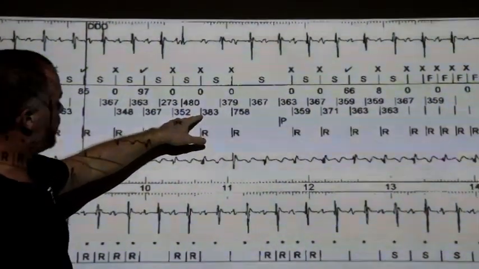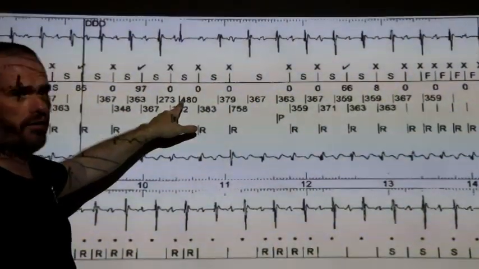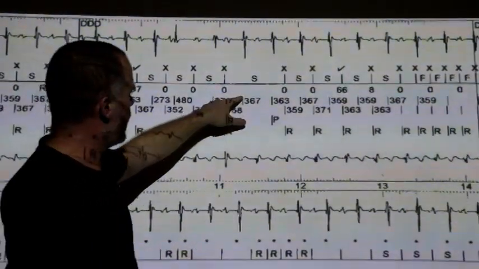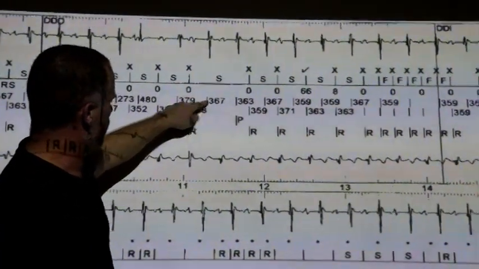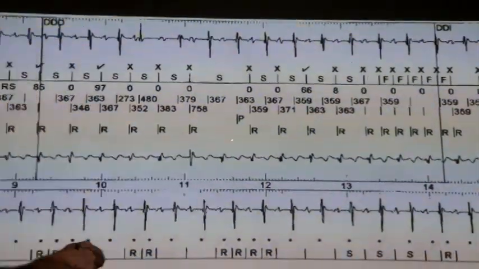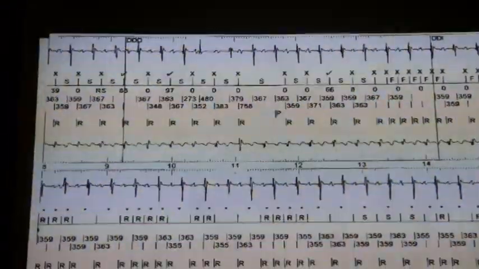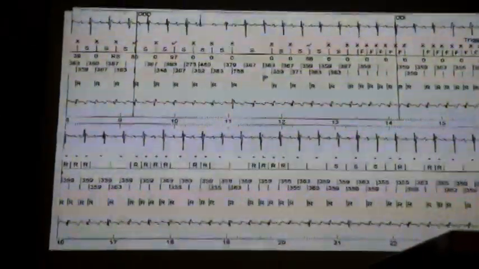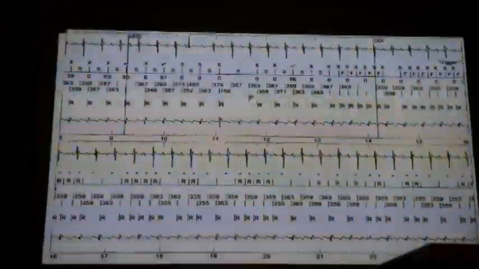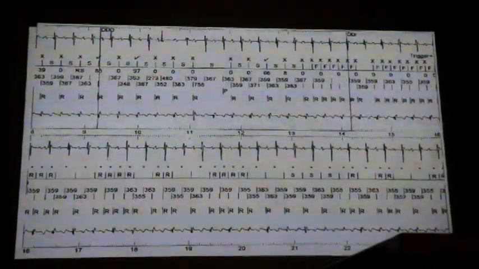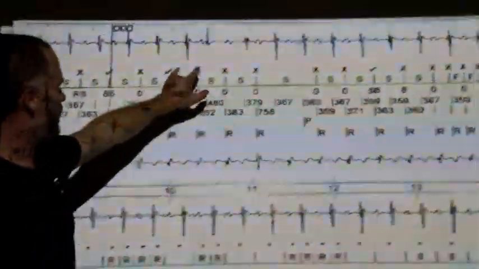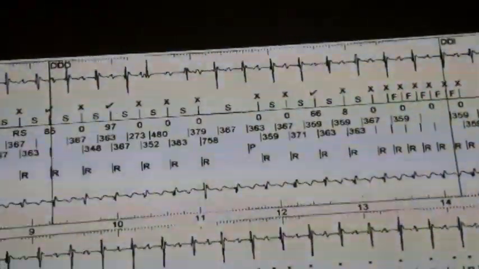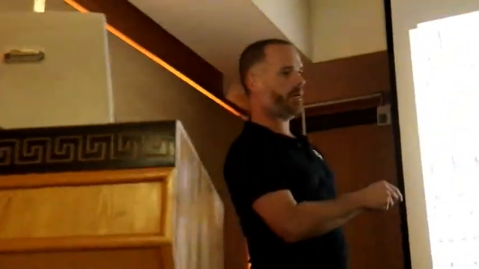A bit of delayed AV nodal conduction, interesting, but it's a very early A, right? AV, A. The numbers are the AA interval and the VV interval. Your early A was 273. The number precedes or is it after the marker? It's this number. It's 273. Yes, okay. So that's an early A, an ectopic.